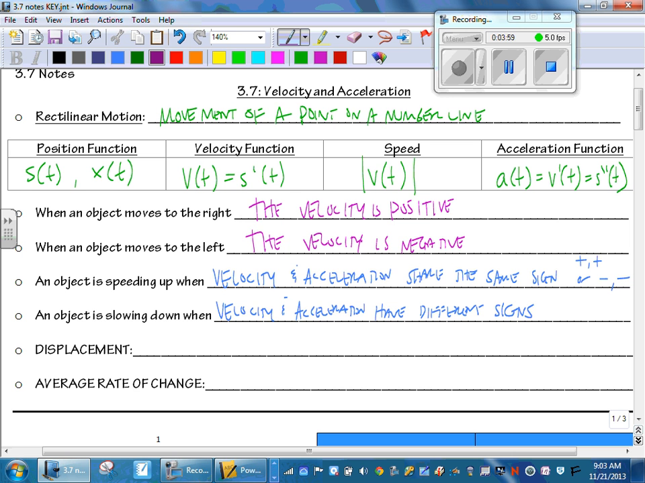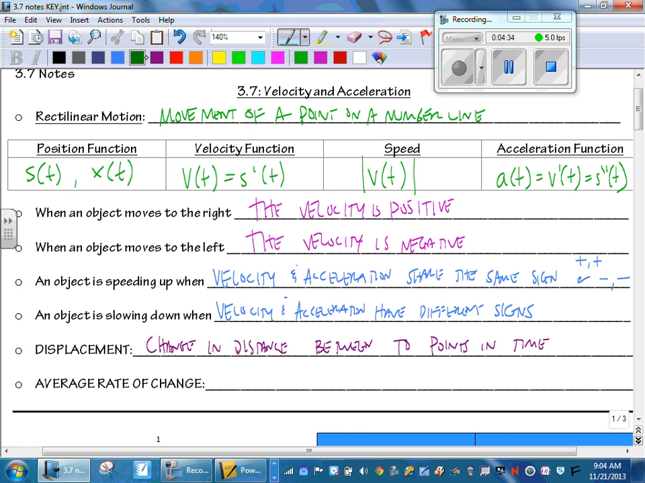Displacement is basically the change in distance between two points in time. So if we start off at a position of 5 and then end up at a position of 15, our displacement would be 10.